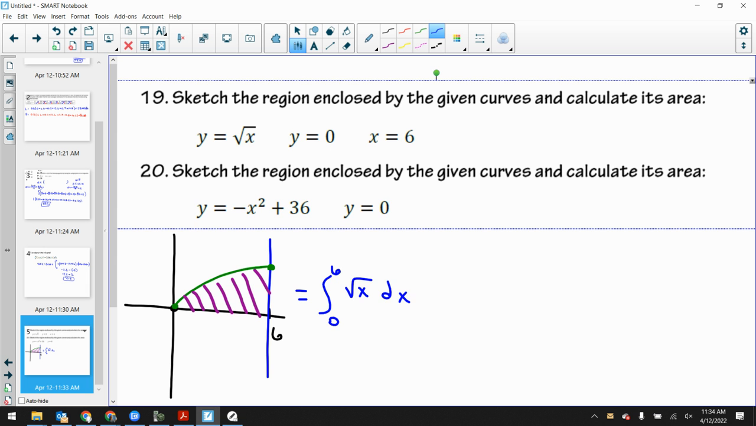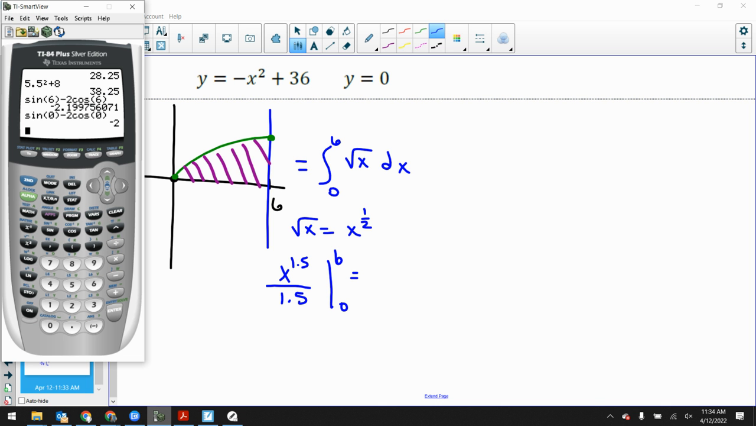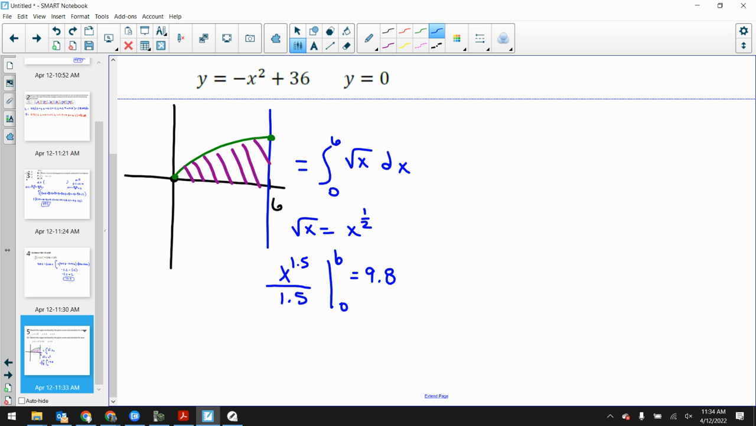Okay, let's find the antiderivative. The square root of x is equal to x to the 1/2 power. So that means I'm going to say x to the, since that's 0.5, 1.5 over 1.5 from 0 to 6. Let's evaluate that. 6 to the 1.5 divided by 1.5 is 9.8, minus 0. Yeah, 9.8. I said 9.79, but whatever.